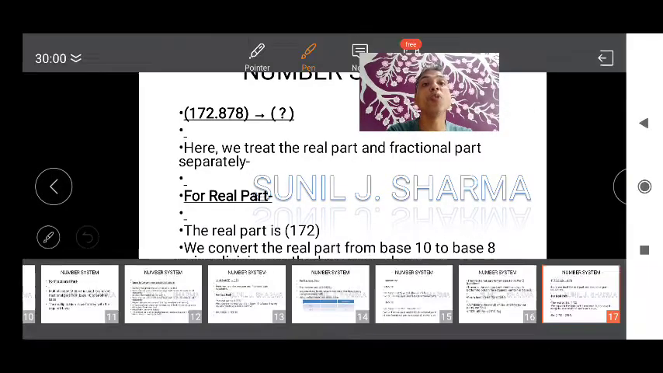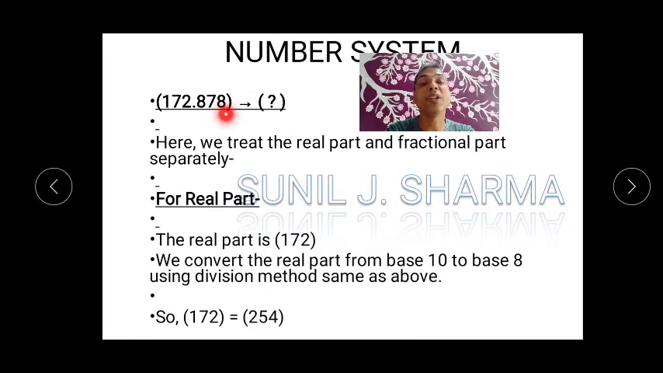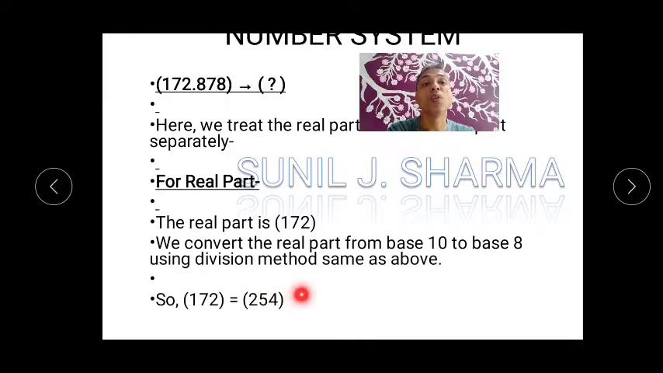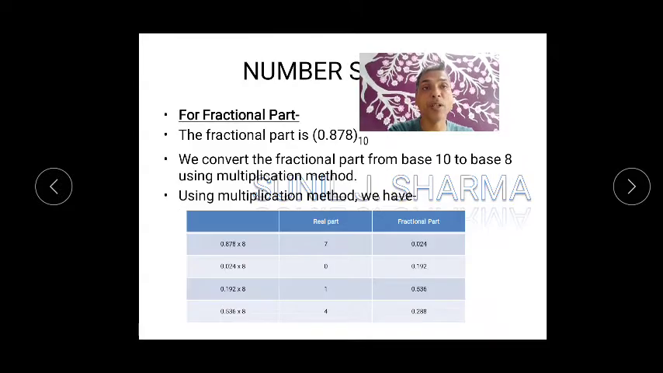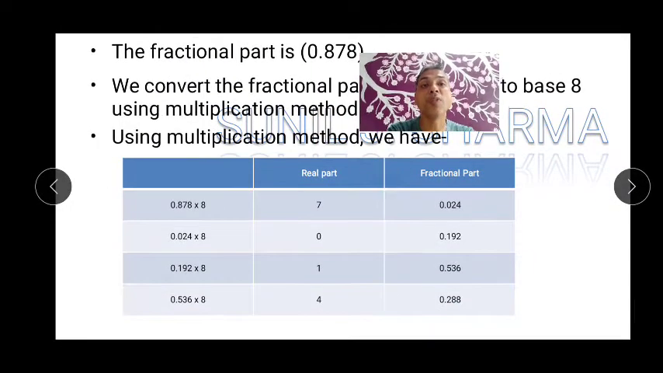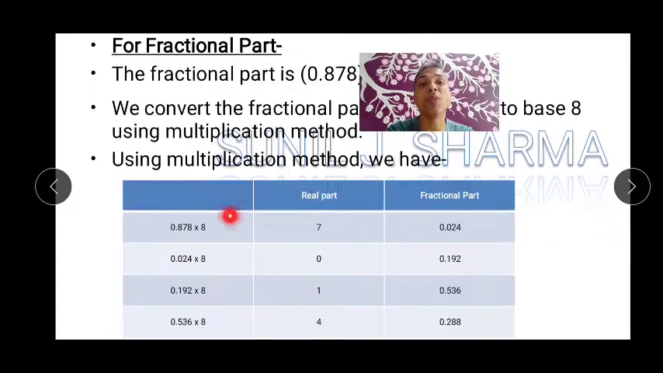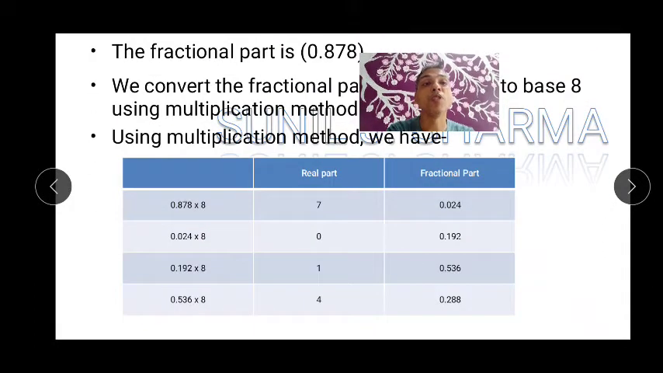So we have taken one more example, 172.878. I think for the real part we already know the answer, 254. That's why I'll not elaborate on this. Let's go to the fractional part. Just now we have seen, when we multiply this fractional part by 8, because every time you have to multiply by 8 only, you'll be getting 7.072. So you have to consider whatever is written before the decimal. That is the answer. Then the remaining fractional part you have to take once again and multiply by 8.